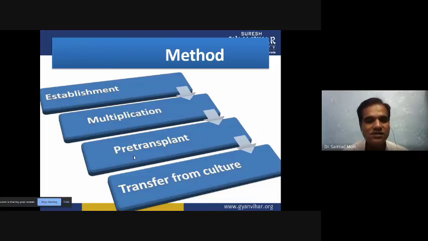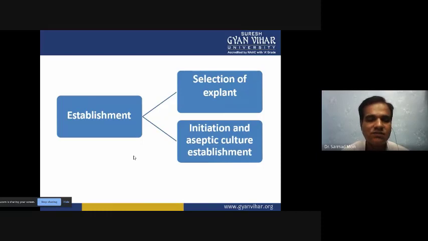Then we can transfer these cultures from one type of culture to another: from shooting we produce rooting, and from callus we produce shooting and rooting. So there are these different stages, and we will discuss them in detail. Establishment is also divided into 2 parts: selection of the explant, and initiation and aseptic culture of the establishment.